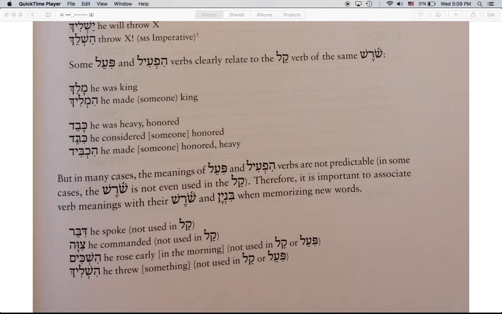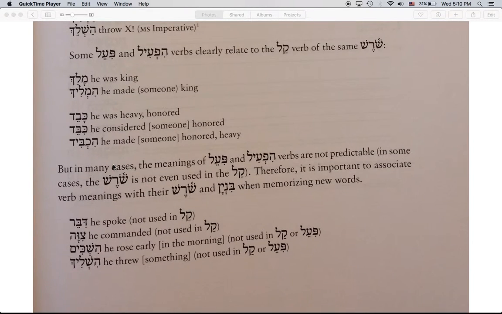The piel, many people argue that the piel adds some sort of emphaticness or intensity to the verb, but that's actually not that consistent. So oftentimes we don't make that connection at all. So there's really nothing consistent about what the piel adds to a verb. And generally, certain verbs will only occur in certain binyanim. So let's read this paragraph. But in many cases, the meanings of piel and hiphil verbs are not predictable. In some cases, the shoresh is not even used in the qal. Therefore, it is important to associate verb meanings with their shoresh and binyan when memorizing new words.